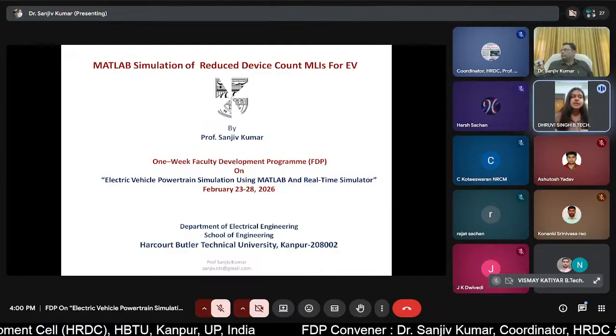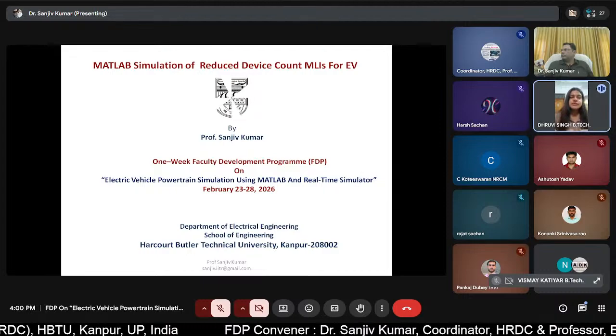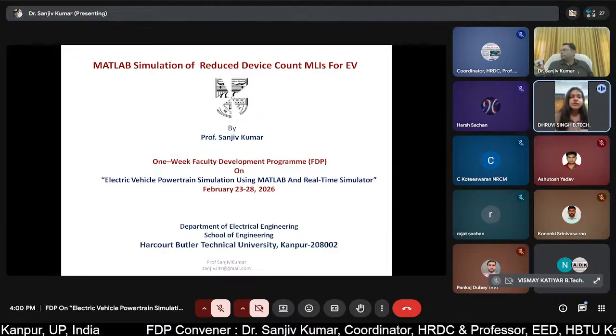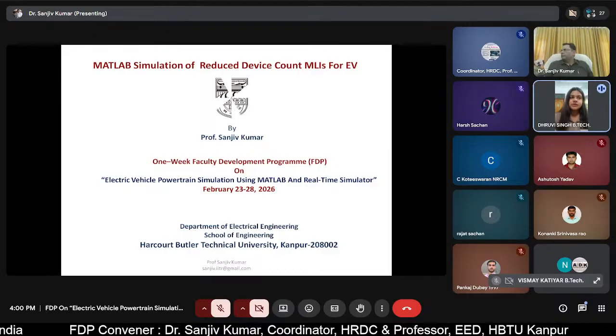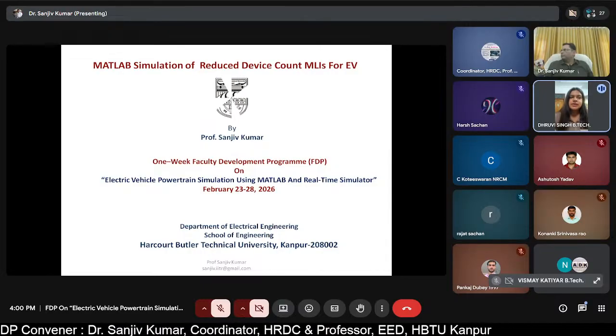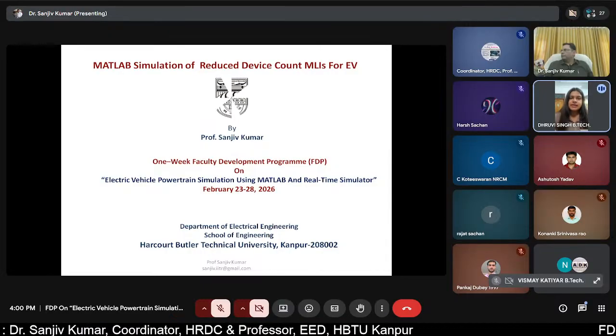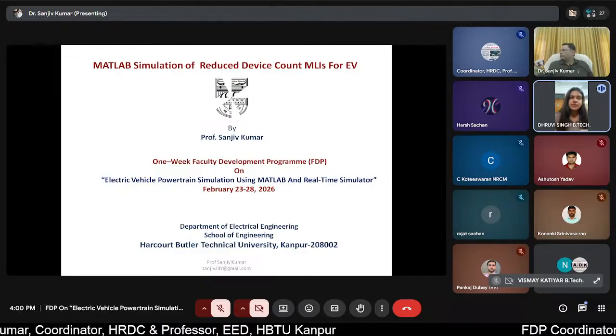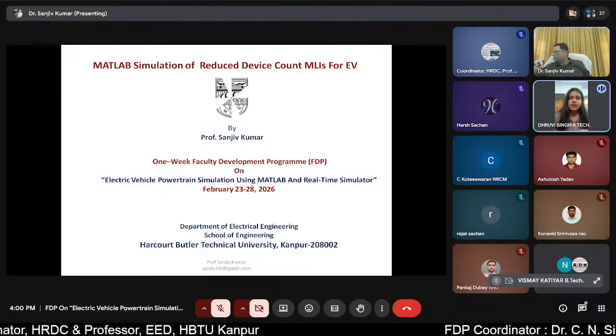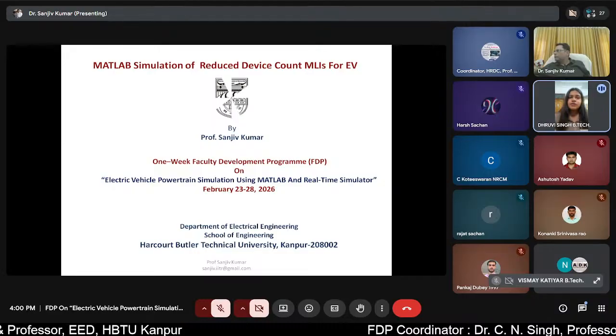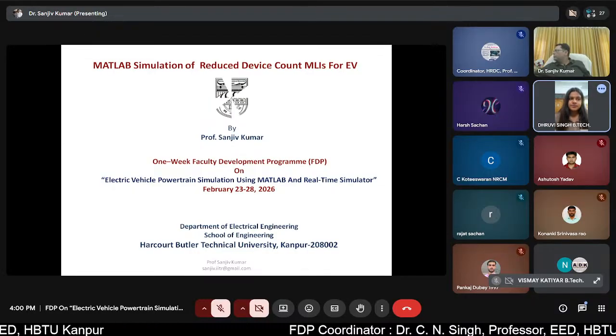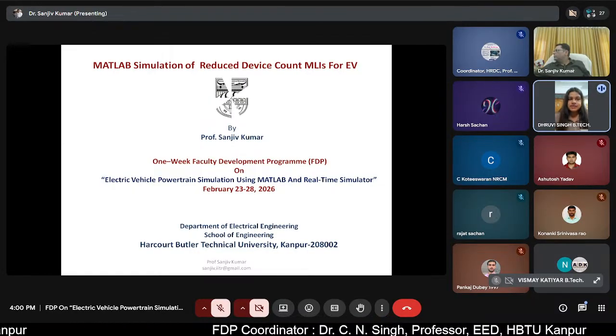We shall now proceed to today's highly significant session on MATLAB simulation of reduced device count MLIs for electric vehicle. Participants will gain practical insight into designing and simulating a reduced device count multi-level inverter in MATLAB for efficient and high-performance electric vehicle applications. Our expert speaker for this session, Dr.